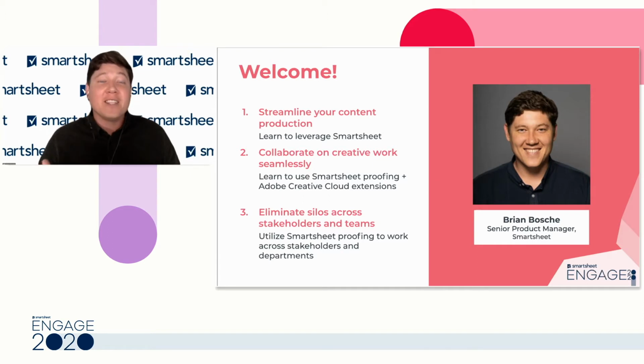And what that really means is, obviously, as a team, we need to figure out how we're going to streamline our content production and our marketing activities. How are we going to collaborate seamlessly and make it really easy for everyone to work together and get that creative collaboration? And then how are we going to eliminate silos across the organization to really bring stakeholders in and make it really easy to work across the different departments? So those are some of our goals. Those are some of the best practices.